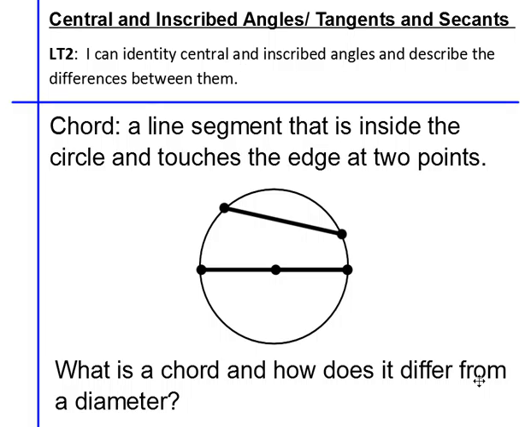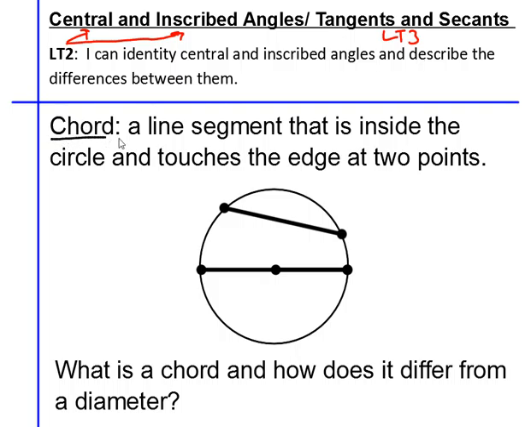Today's lesson is going to cover both learning target 2 and 3 from our circle relationship unit. The first thing we're going to talk about are central angles, inscribed angles, and then we're going to talk about tangents and secants. Learning target 2 is about central angles and inscribed angles, and learning target 3 is about tangents and secants. So let's get started with a new vocab word.